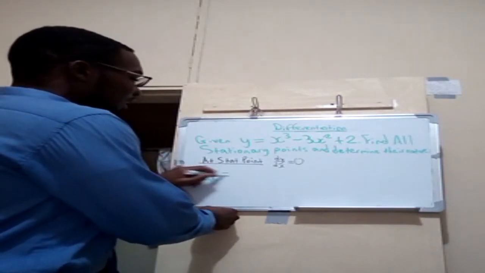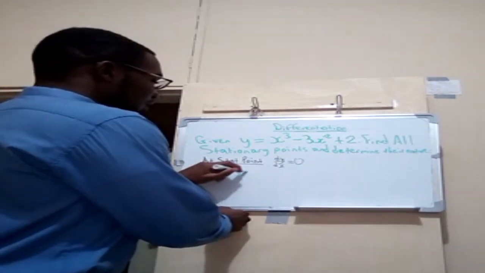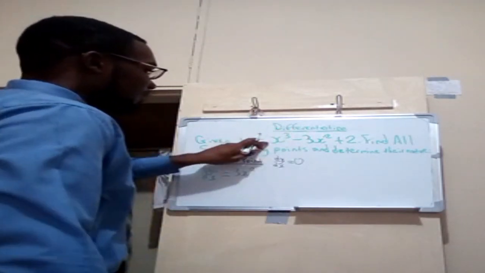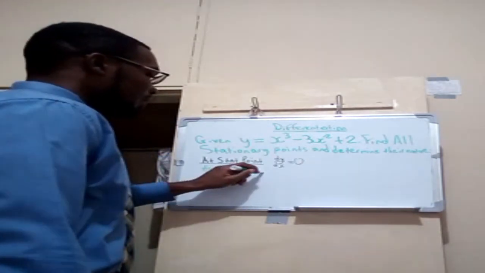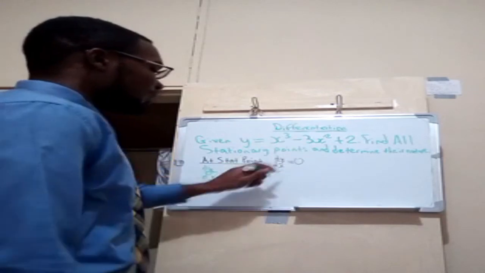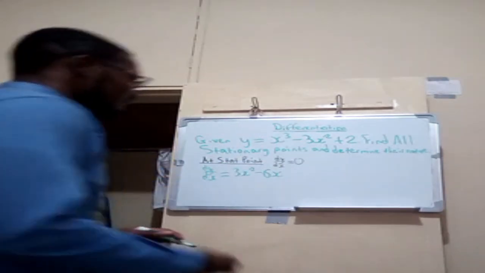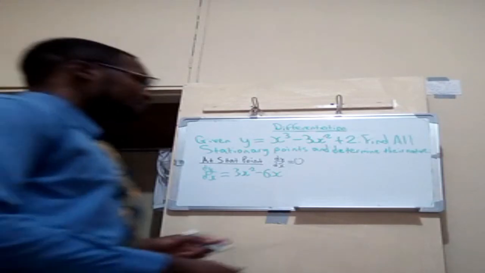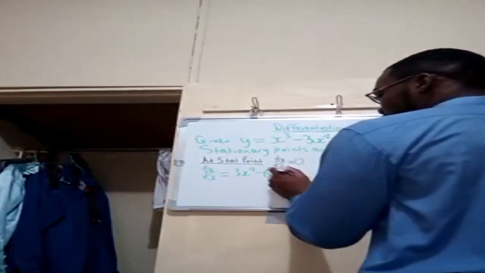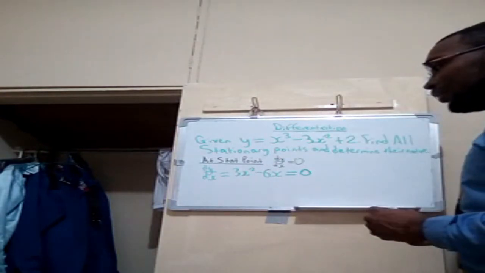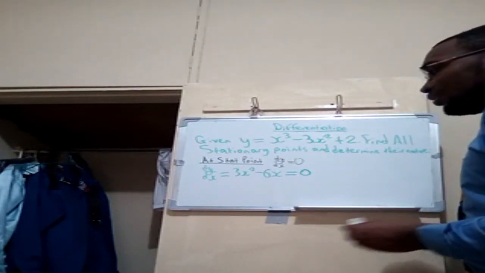So dy by dx is equal to 3x squared, carry down the power 3, subtract 1 from the power, minus, carry down the power 2, we get 6, subtract 1 from the power, we get x. And so 3x squared minus 6x equals 0. Alright, so we're solving 3x squared minus 6x equals 0.